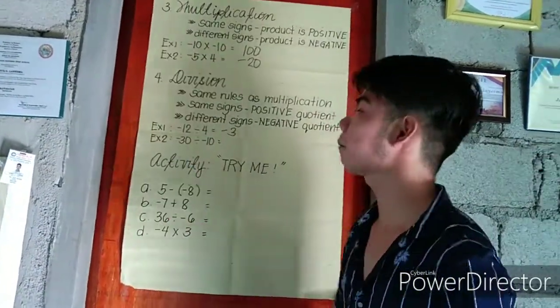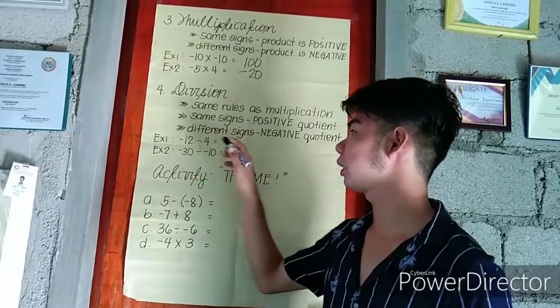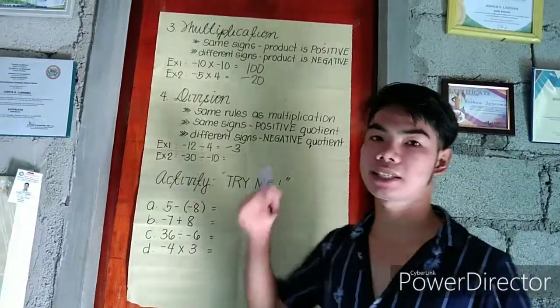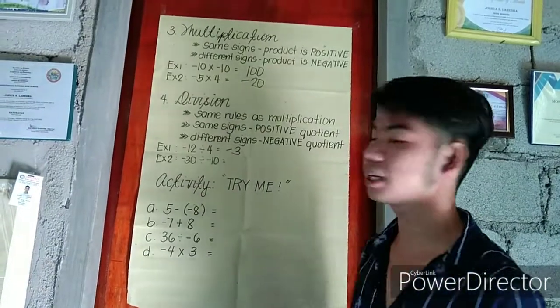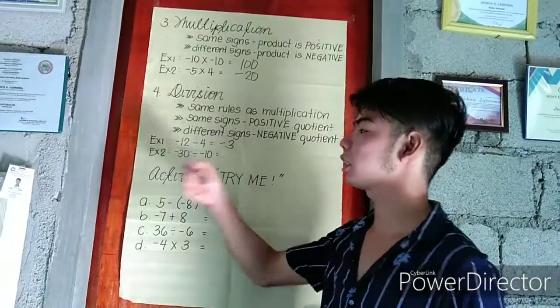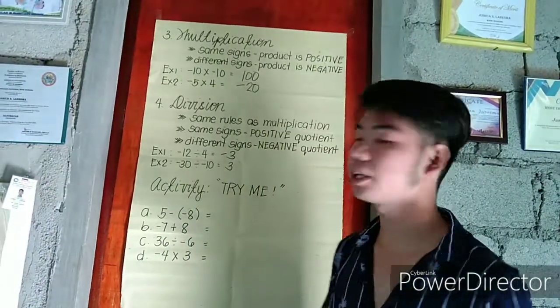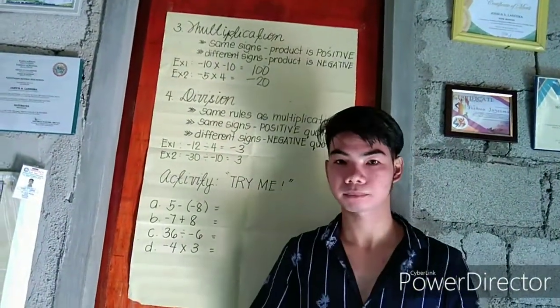Right? Okay, example number 2. Negative 30 divided by negative 10. They are the same signs, negative, so the answer here is positive. 30 divided by 10 gives you 3. So the final answer here is positive 3.